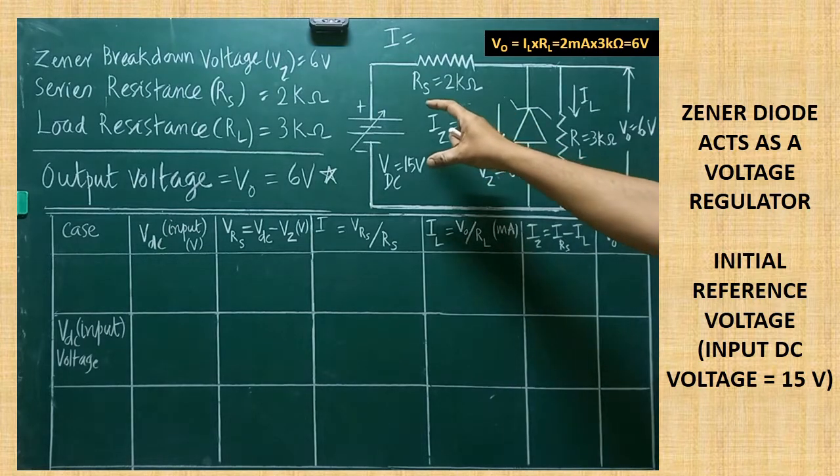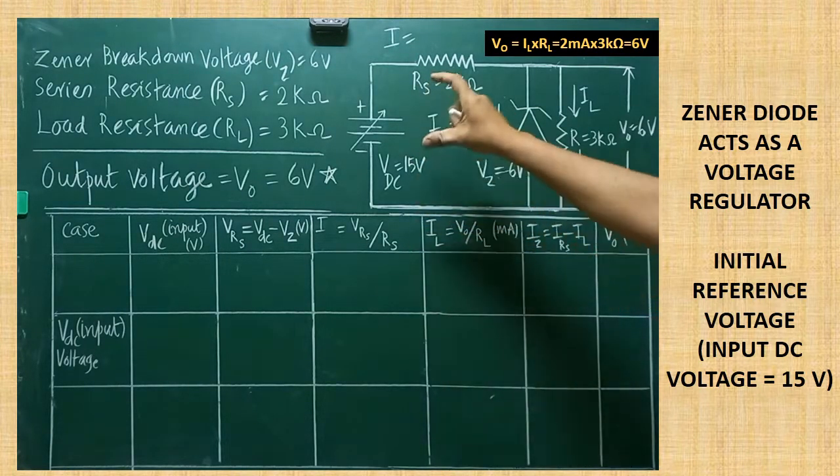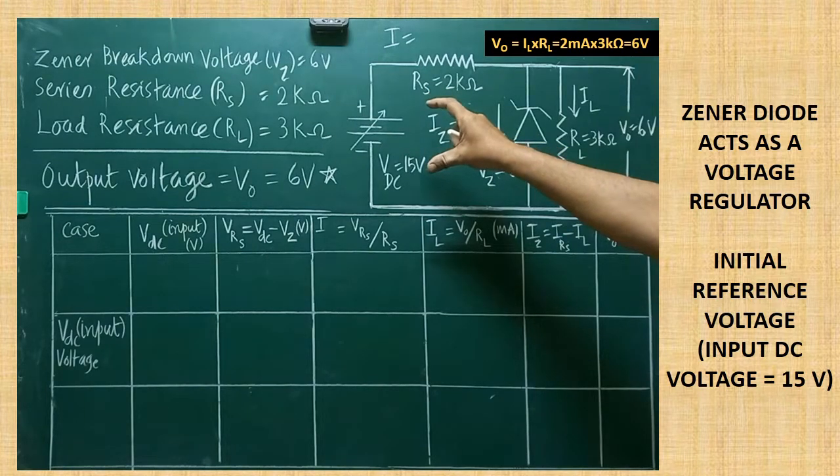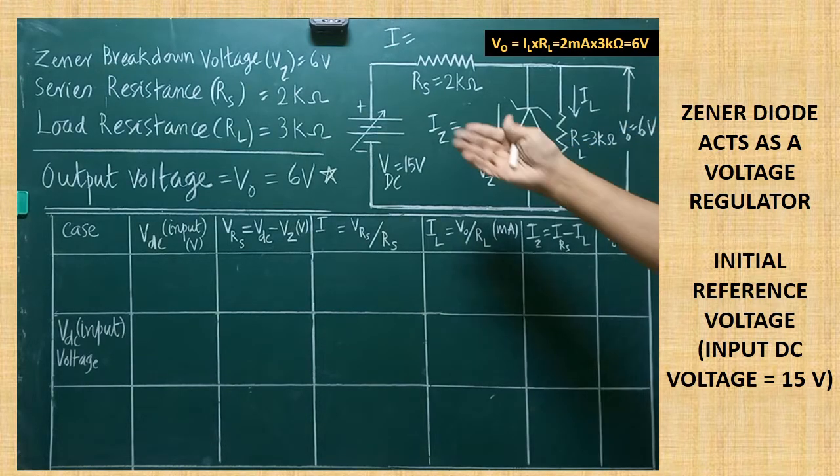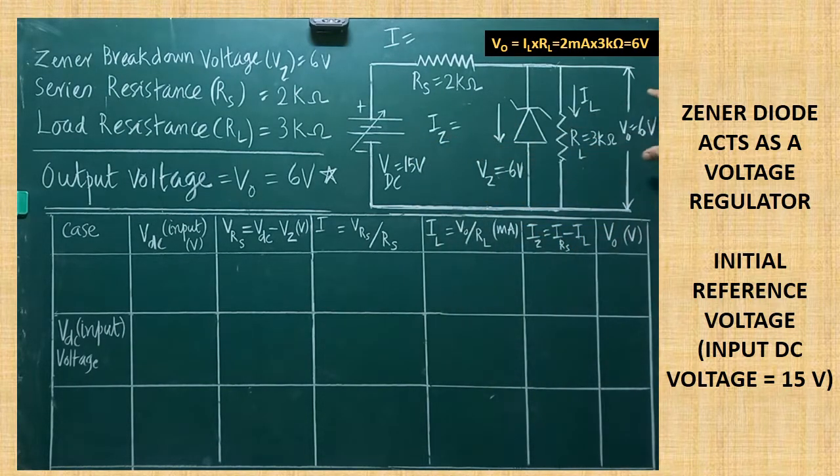The power supply given here is called an unregulated power supply. That unregulated power supply can be converted into a regulated power supply. That's why this is called a voltage regulator. Though you vary the input voltage, you will get a constant output voltage.